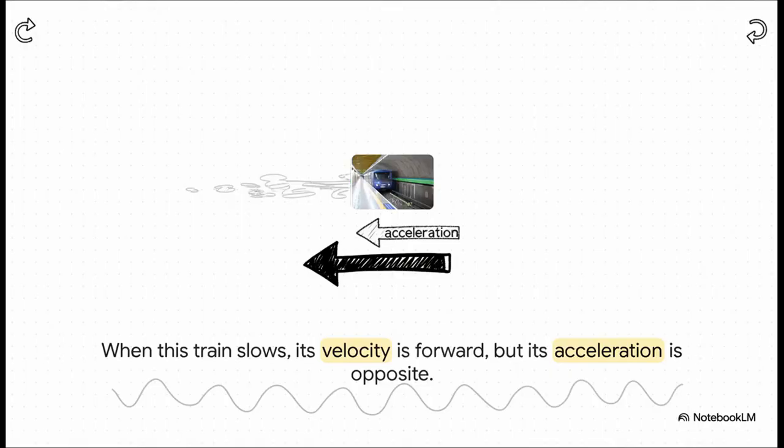This train is a perfect example. It's moving forward, so its velocity is obviously forward, but it's slowing down to a stop. For that to happen, its acceleration has to be pulling in the opposite direction of its motion. So right away, we see that acceleration isn't always in the direction an object is moving.